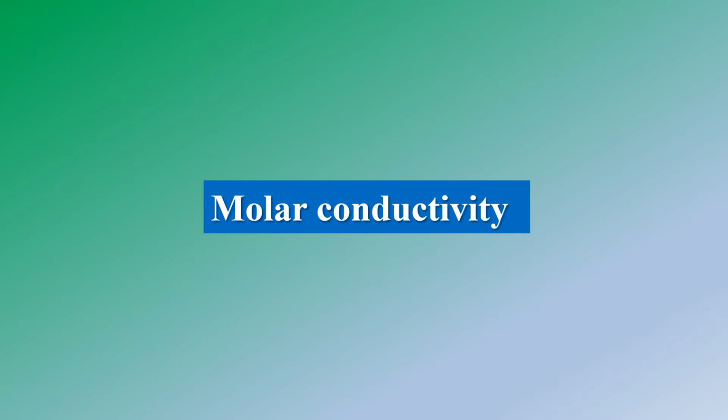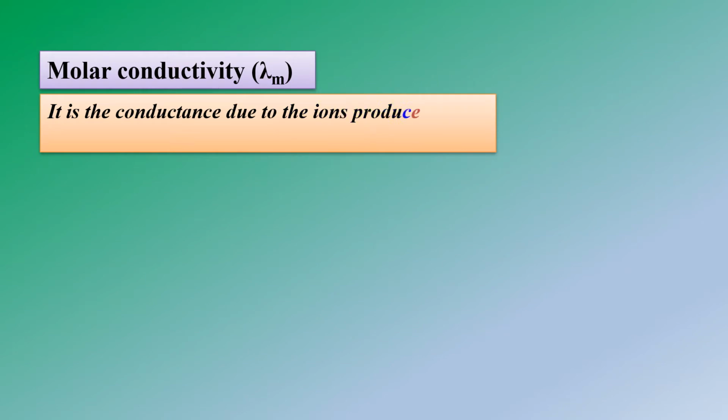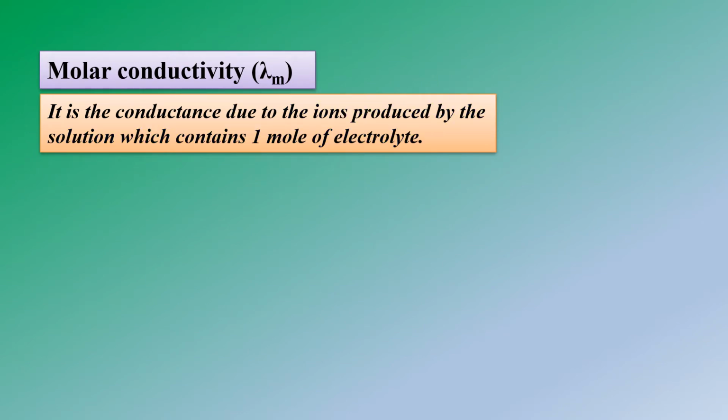Molar conductivity. We will discuss the definition of molar conductivity and the formula to calculate molar conductivity. Molar conductivity, denoted by lambda m, is the conductance due to the ions produced by the solution which contains 1 mole of electrolyte. In a simple manner, it is the conductance due to the ions produced by 1 mole of electrolyte.